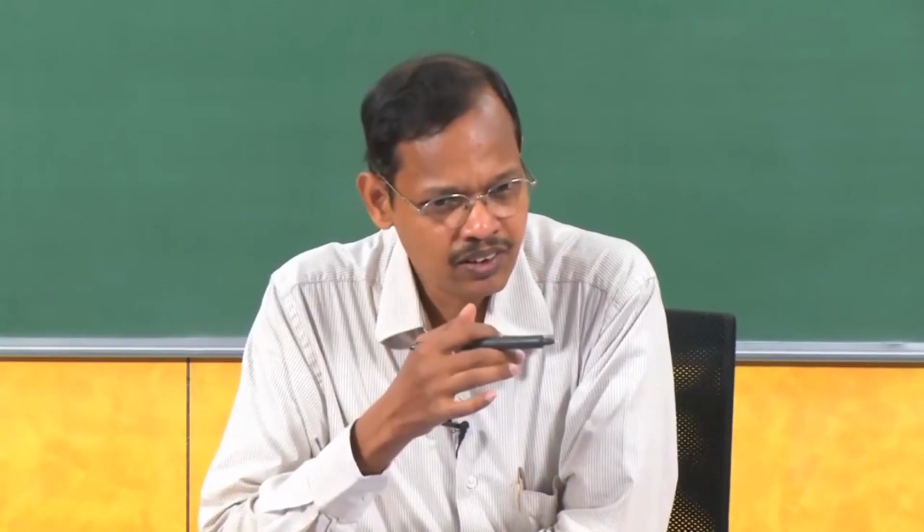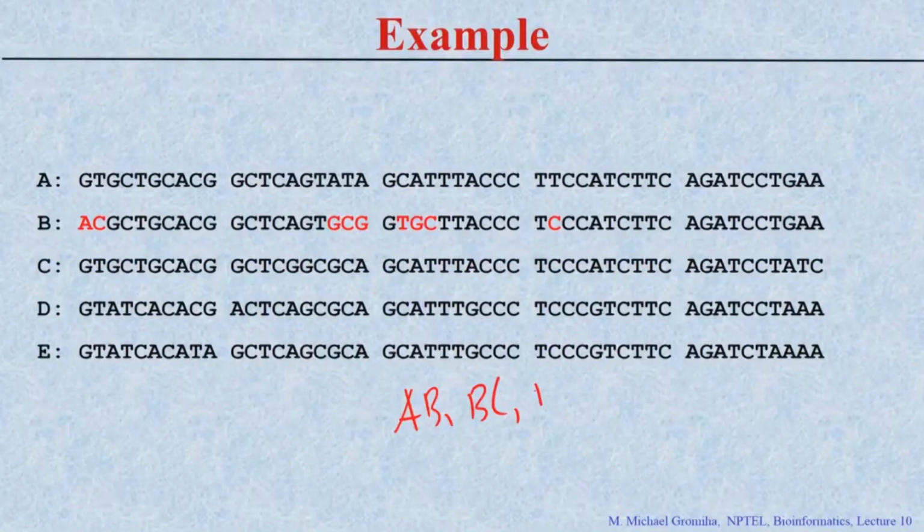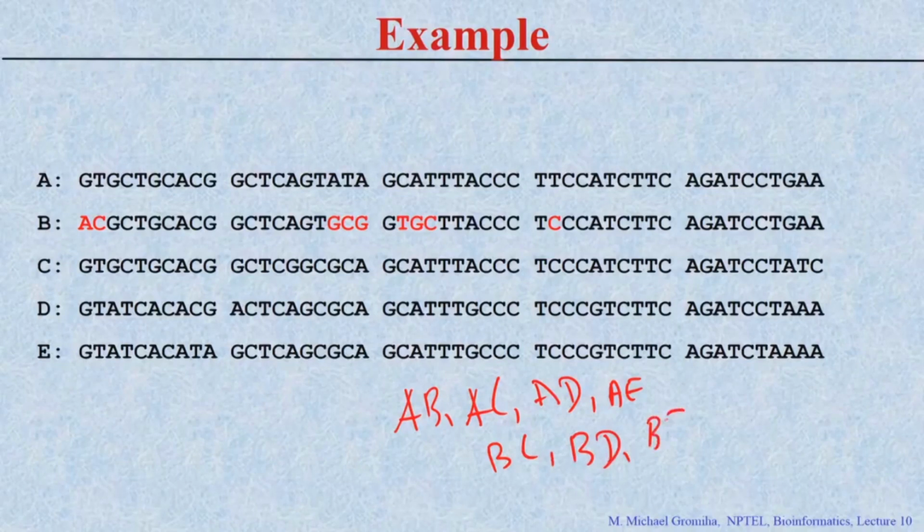Distance between all possible pairs: A and B, A and C, A and D, A and E, likewise BC, BD, BE, CD and CE, right, all the possibilities. AB, BC, AC, AD, AE, BC, BD, BE, CD, CE and DE.